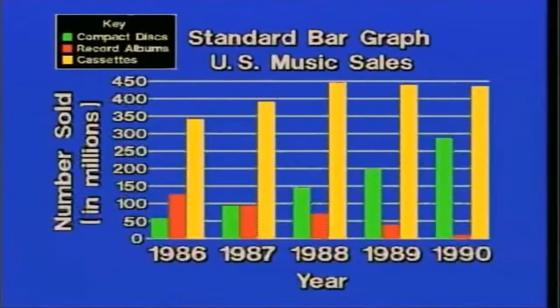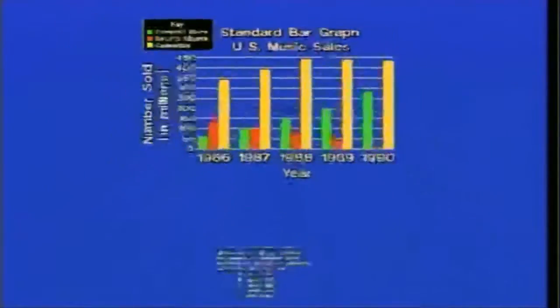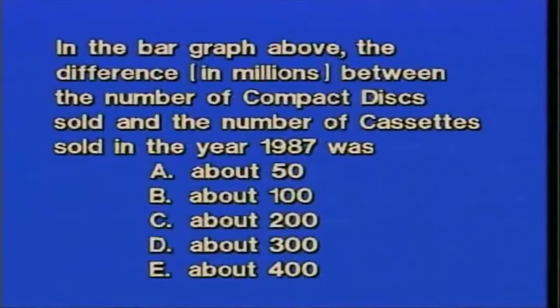Well, in looking at a graph like this, oh, and notice that on the left vertical axis is the number of these items sold in millions. Now, we can answer certain questions in a graph like this. The first question might be something like, in the bar graph above, the difference in millions between the number of CDs sold and the number of cassettes sold in the year 1987 was, and we have various choices.